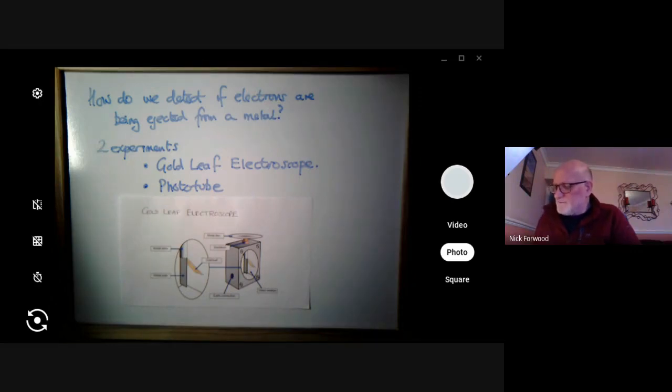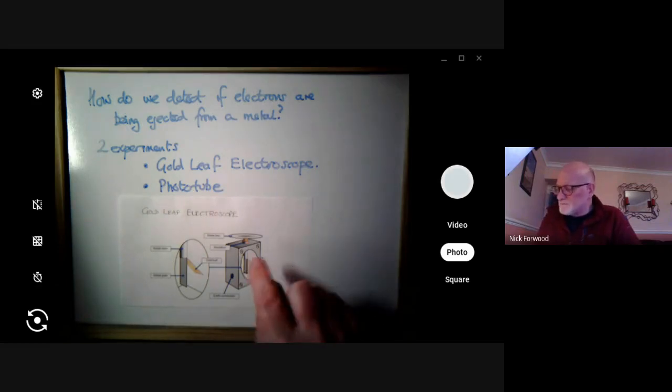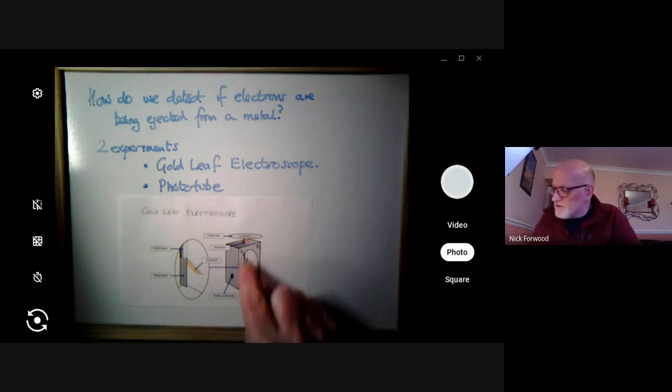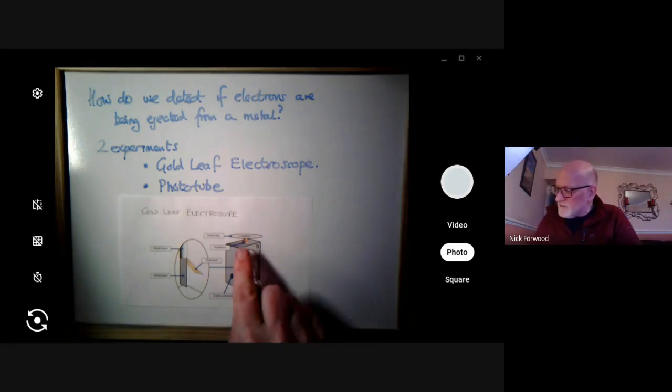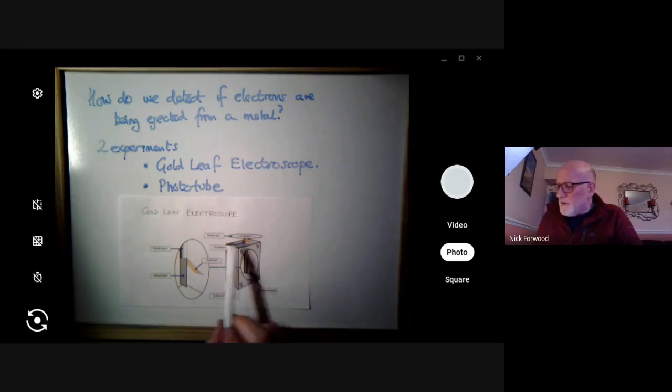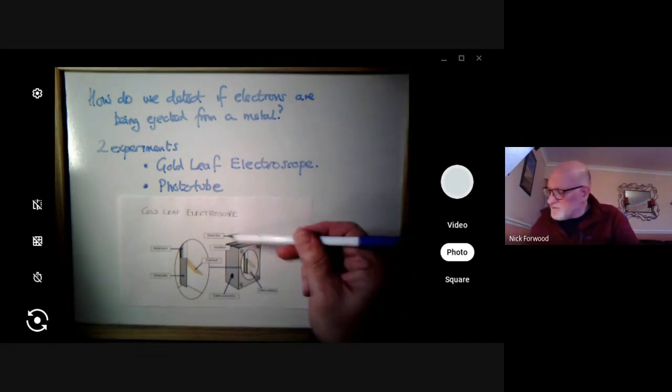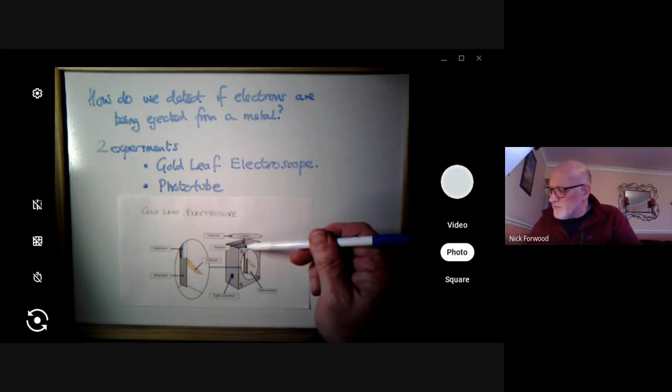So inside this thing called the gold leaf electroscope, we've got a rod which hangs down, and the rod goes through a hole in the top of the box. And on top of the rod is a metal disc. And this is our metal that we're going to use. And we're going to shine some light onto the metal, and we're going to see how we can detect if electrons are leaving.